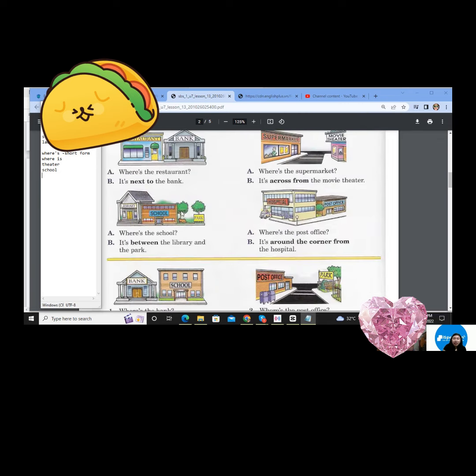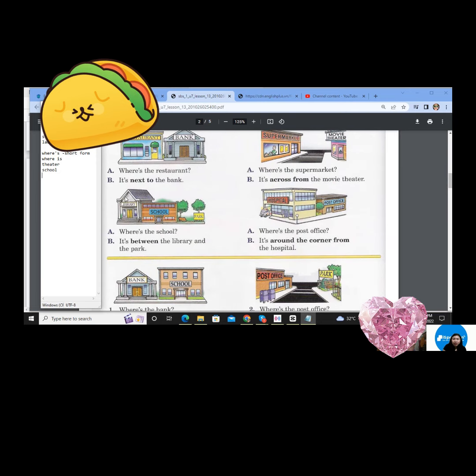Between is this one. Look here: library, school, and the park. When we say between, the school is in the middle. This one, restaurant and the bank. The restaurant is next to the bank.